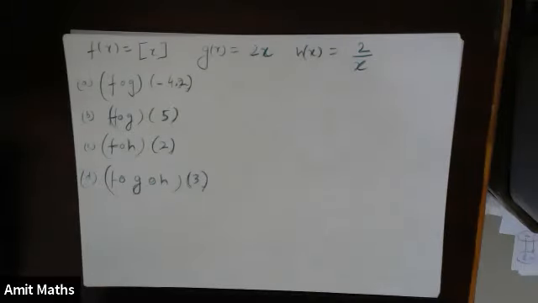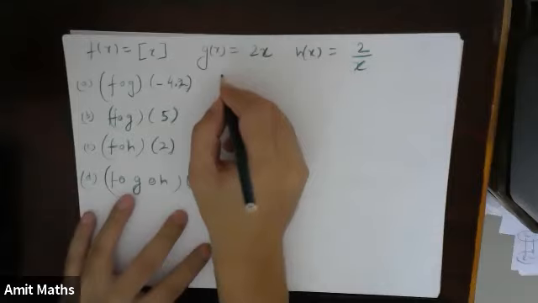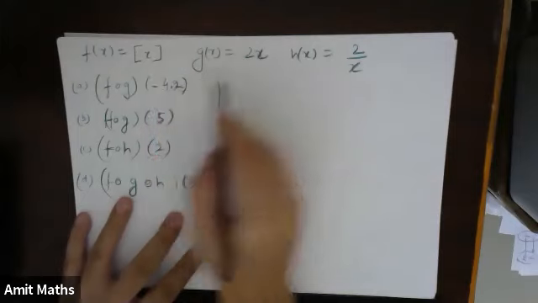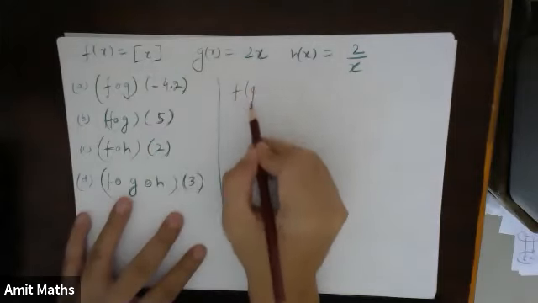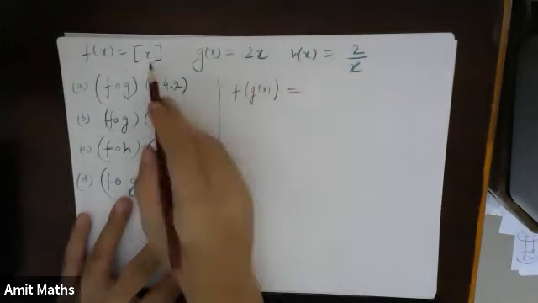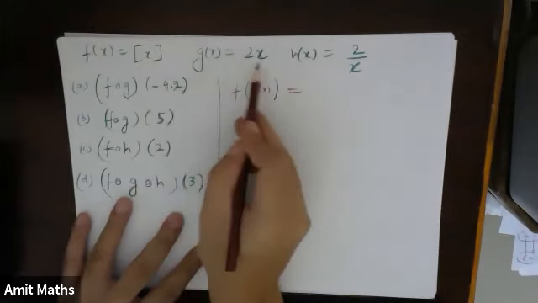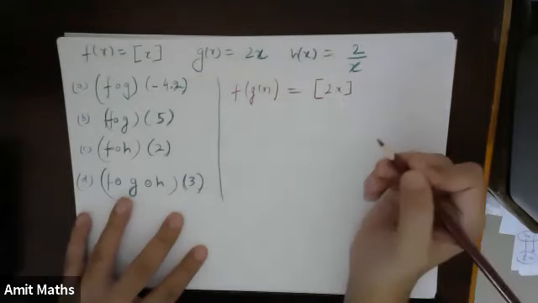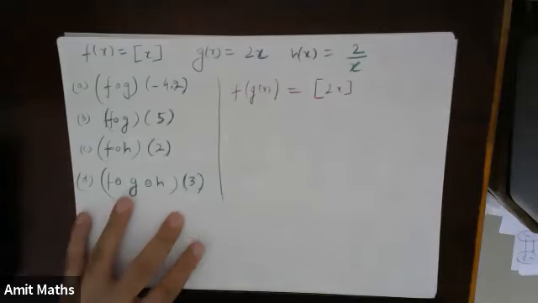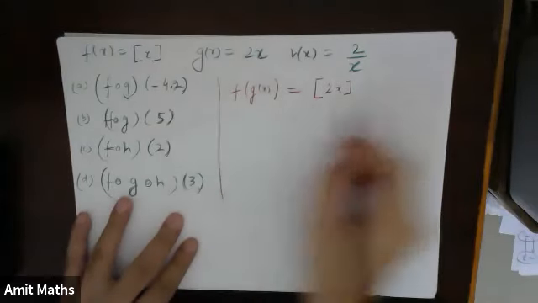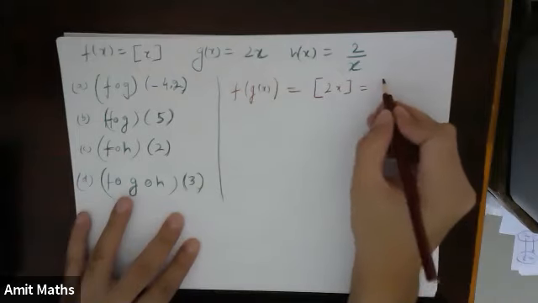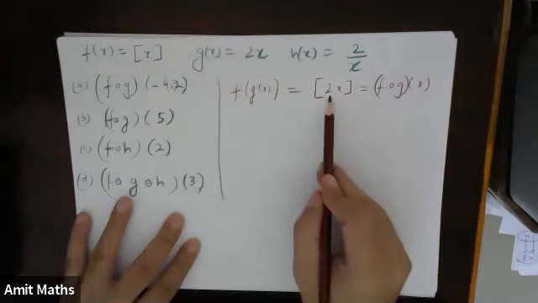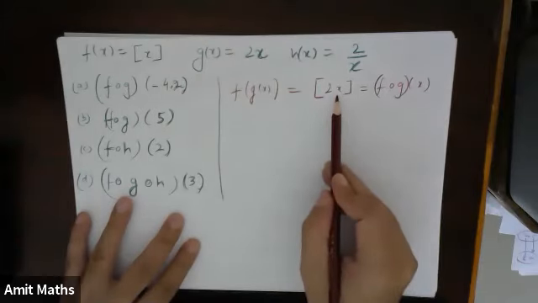Okay, we'll start solving it. So first thing is f o g. f o g is nothing but f of g of x. So instead of x, I'll simply substitute 2x. This becomes greatest integer of 2x. So this is f o g of x. So whatever I substitute for x, I have to put the same value here.